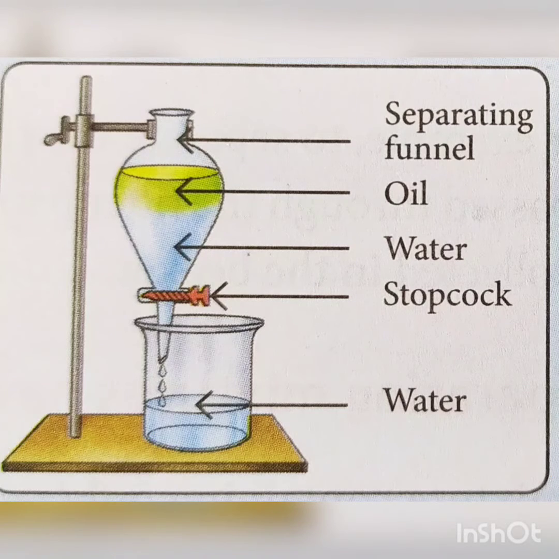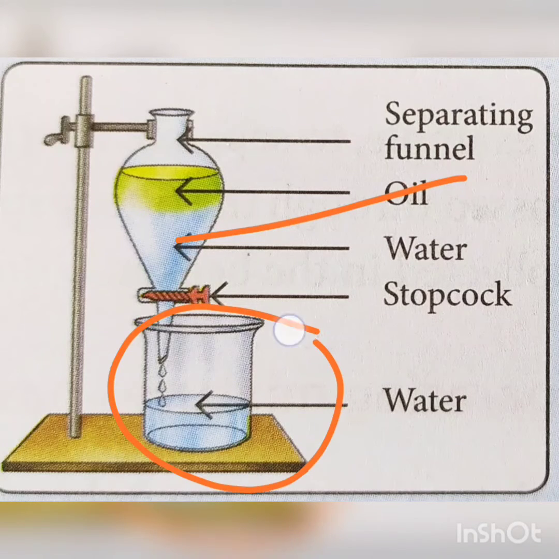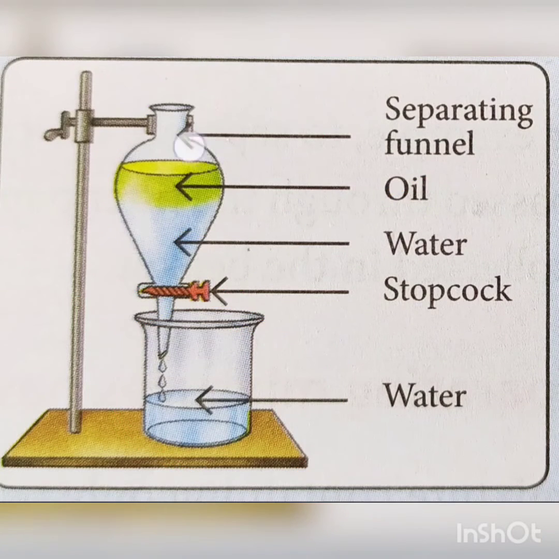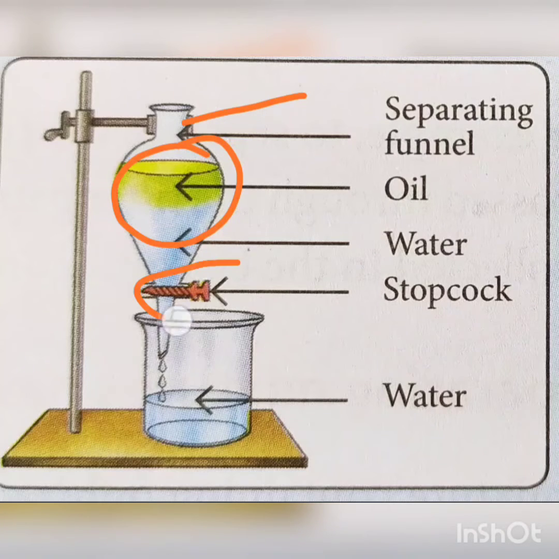Now we will do a small activity to show the separation of a mixture of oil and water. For this we need a mixture of oil and water, 2 beakers, a separating funnel and a funnel stand. Pour the mixture of oil and water in a separating funnel with its stopcock closed. Allow it to stand for some time.